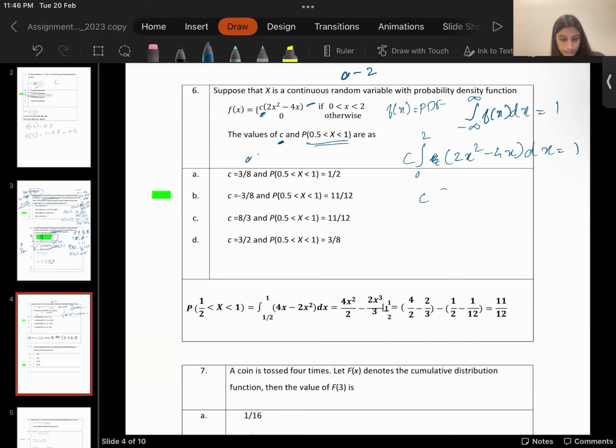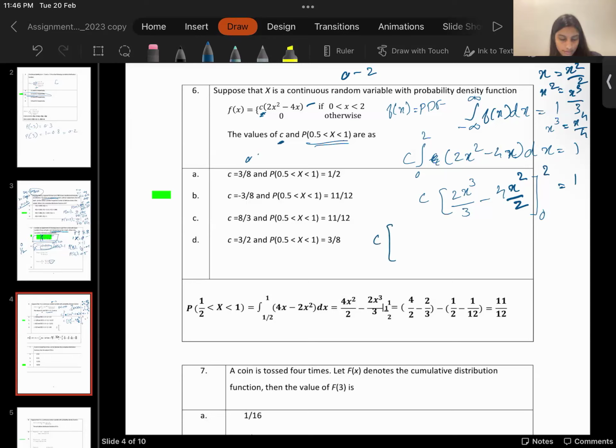And now what happens? When you integrate this, 2x square, so x square would become x cube by 3, minus 4 into x square by 2. So these are just some things you have to remember. Integral of x is equal to x square by 2. Integral of x square is equal to x cube by 3. Integral of x cube is equal to x to the 4 by 4 and so on. So you just have to keep this in mind. So now this can be written from 0 to 2 is equal to 1. So now you just substitute the values here.